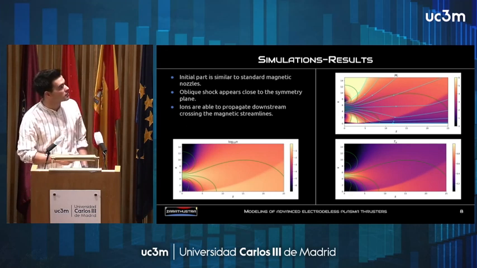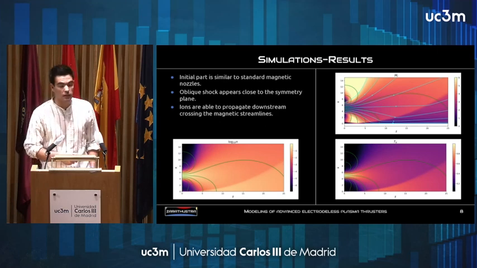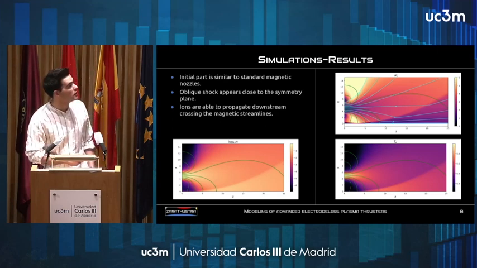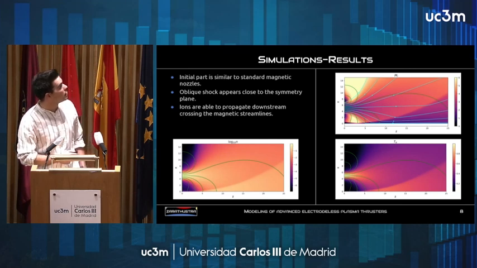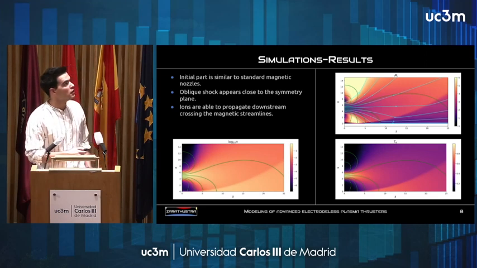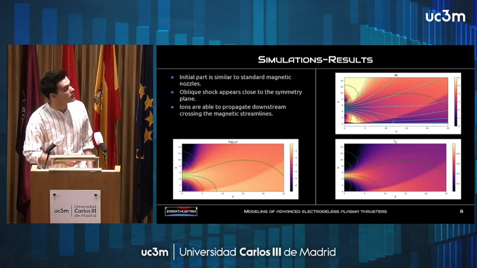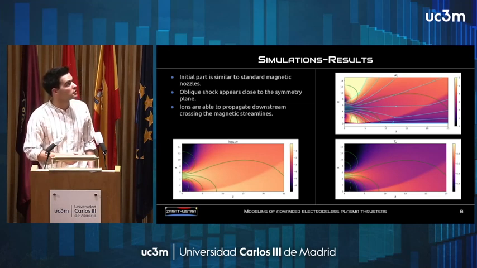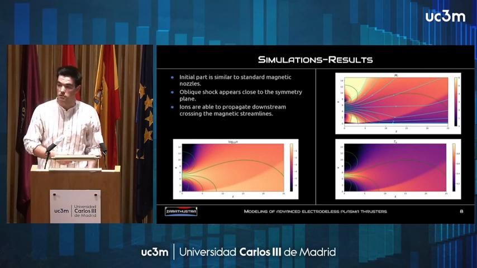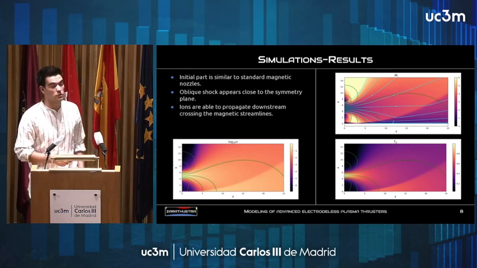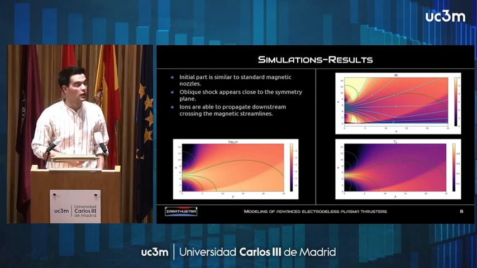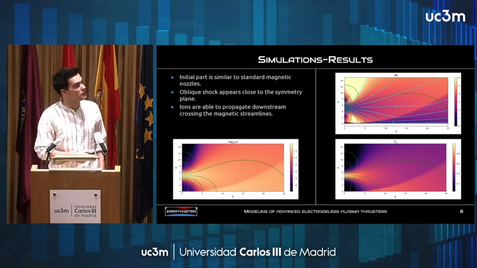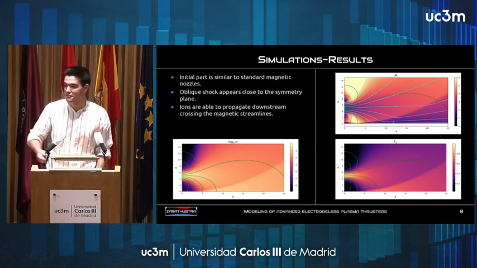But as we advance and the ions find the symmetry wall, we have an oblique shock that appears here. As we see, density, temperature, and electric potential all fall axially until they find the shock, where they rise with the subsequent reduction of the ion velocity. However, this reduction, and this is important, is not big enough to stop the ions from moving downstream. This is quite important because if we stop the ions completely, we wouldn't have any thrust.